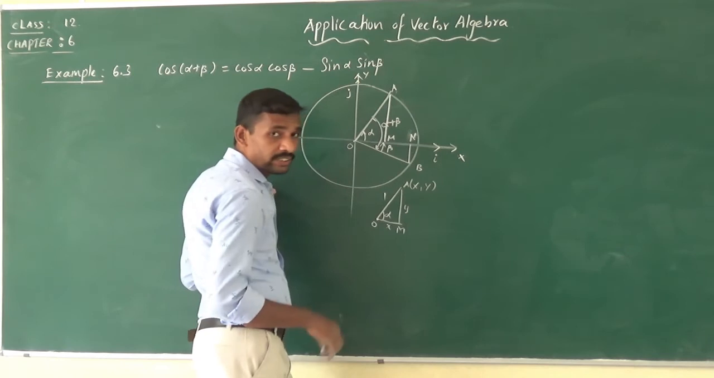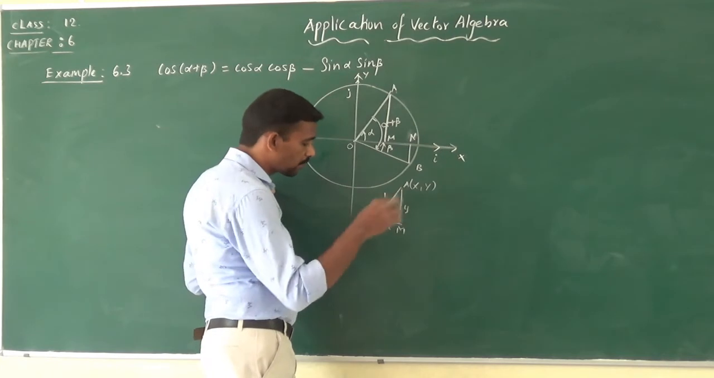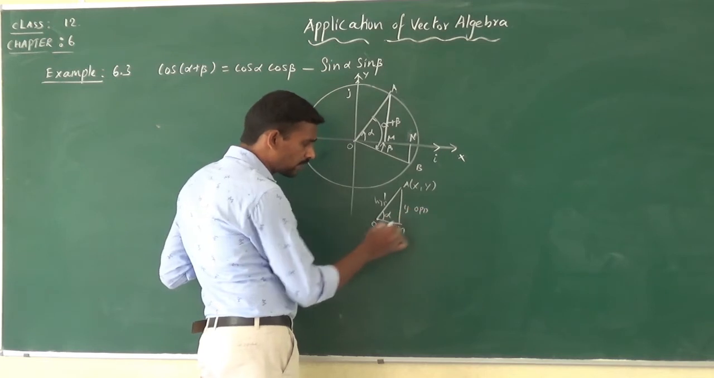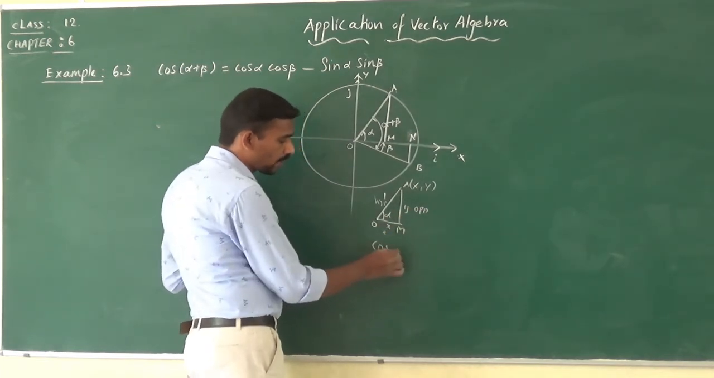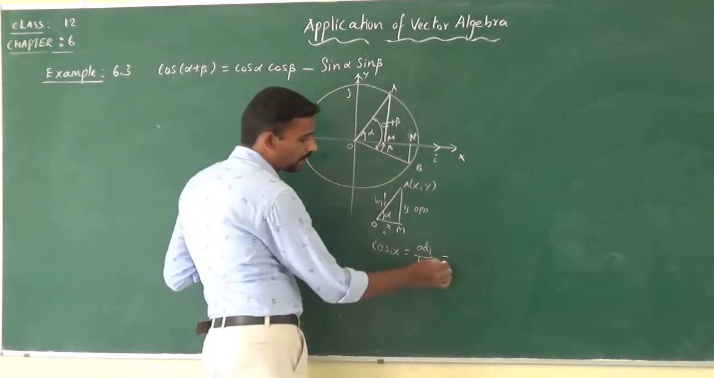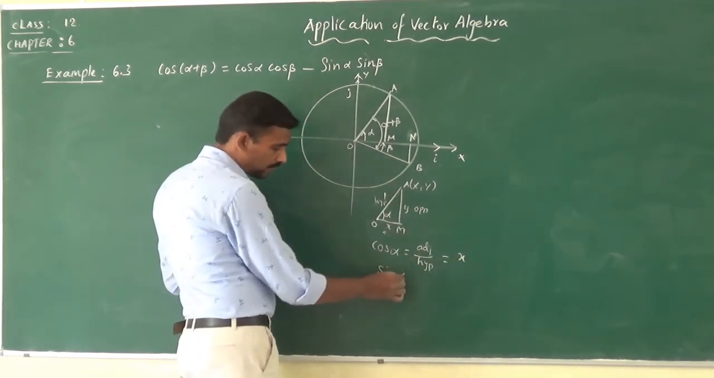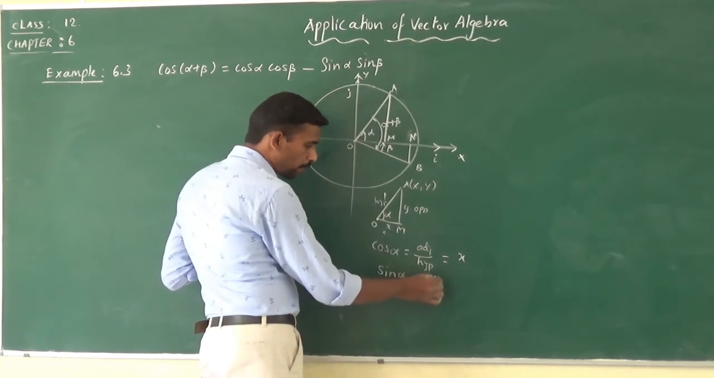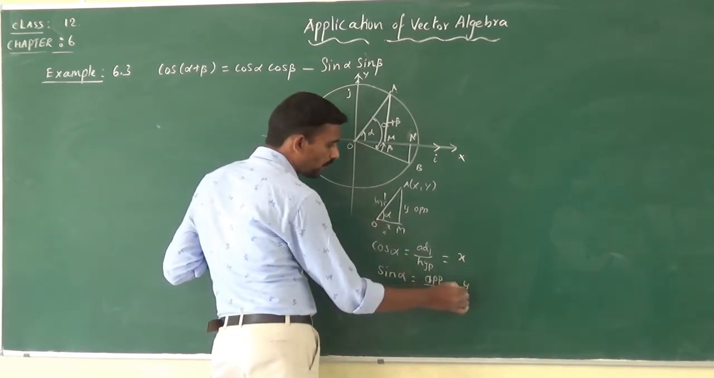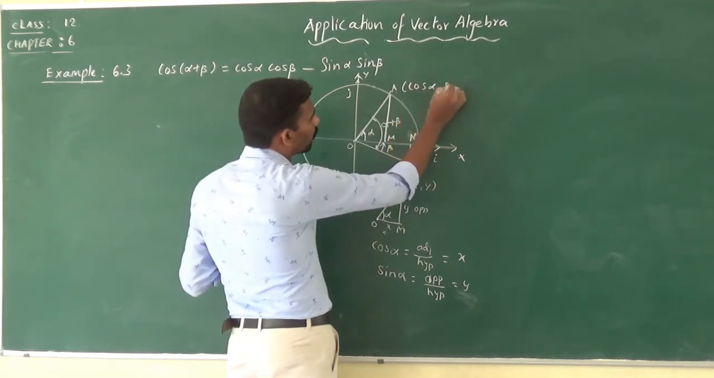Now I want to find the x value and y value in trigonometric ratios. So I am applying trigonometric ratios here. This is the hypotenuse, this is the opposite side, and this one is the adjacent side. So cos alpha is equal to adjacent divided by hypotenuse. Hypotenuse is 1 and adjacent is x, so x is equal to cos alpha. Next, sin alpha is equal to opposite divided by hypotenuse. Hypotenuse is 1, opposite is y, so y divided by 1 gives y equal to sin alpha. So the point A is cos alpha comma sin alpha.